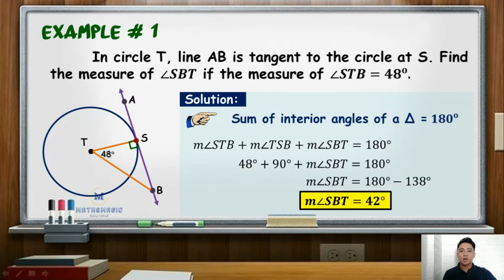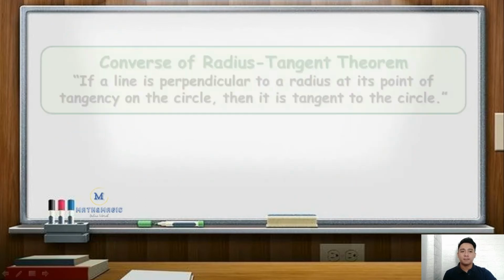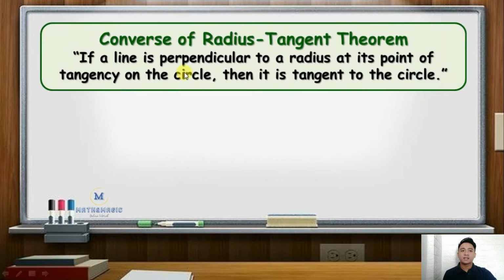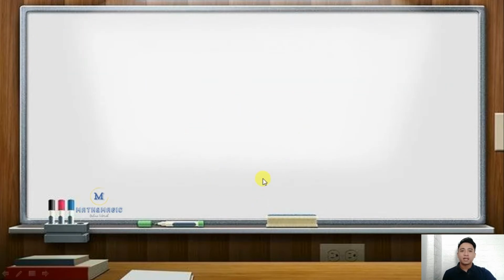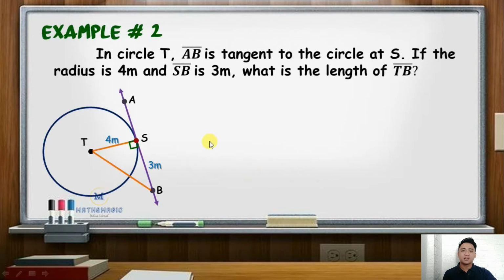For the converse of the previously mentioned theorem, if a line is perpendicular to a radius at its point of tangency on the circle, then it is tangent to the circle. As an example, in circle T, line AB is tangent to the circle at point S. If the radius is 4 meters and segment SB is 3 meters, what is the length of segment TB?